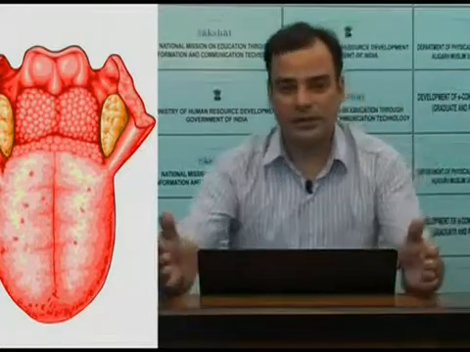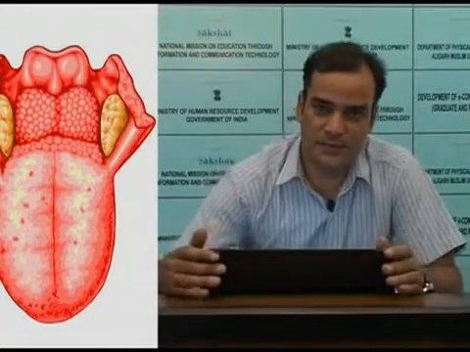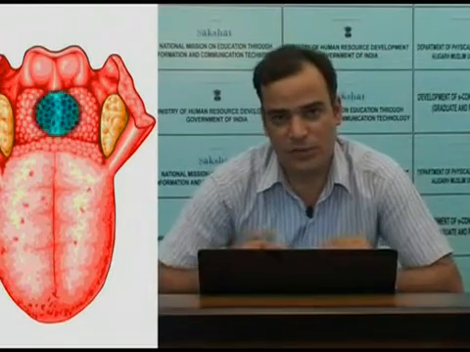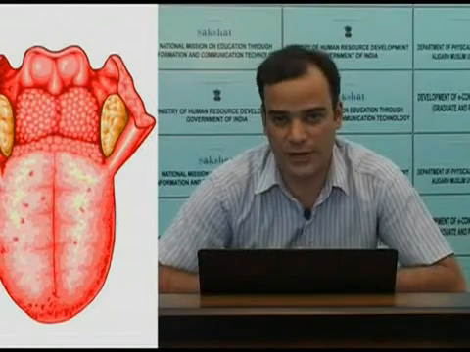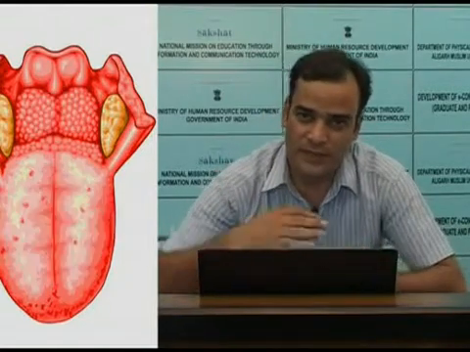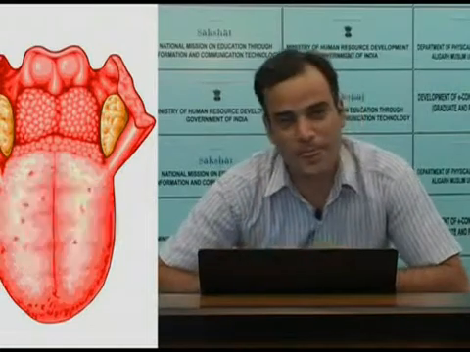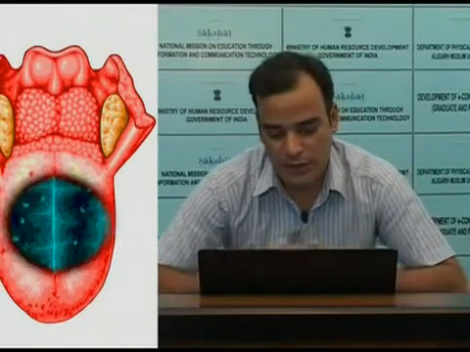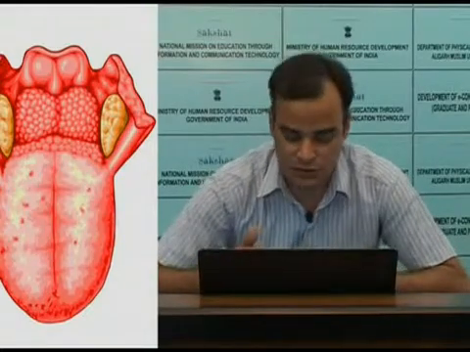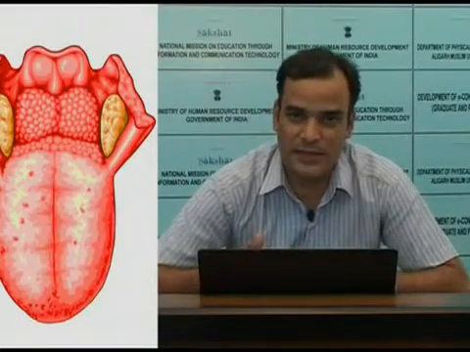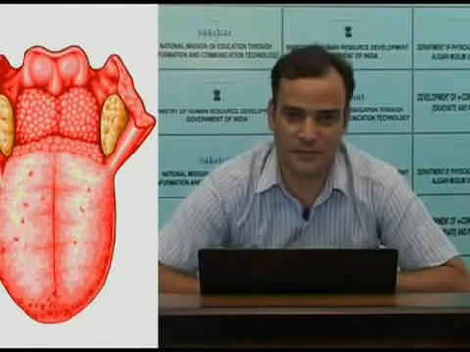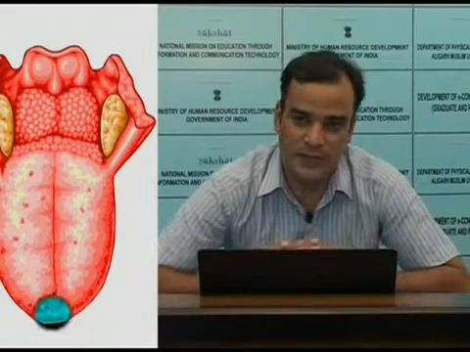Now this tongue has 3 parts. One is the root, that means the portion where it is anchored posteriorly in the hyoid bone, that will be called the root. Then the main body, that is the surface of the tongue we usually see, and this main body of the tongue has two surfaces: the upper surface, which is also called the dorsum of the tongue, and the surface beneath the tongue, which is called the inferior surface. The third part of the tongue is the tip.